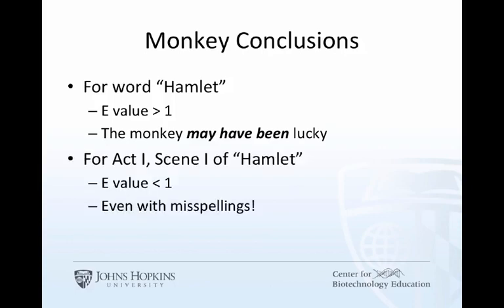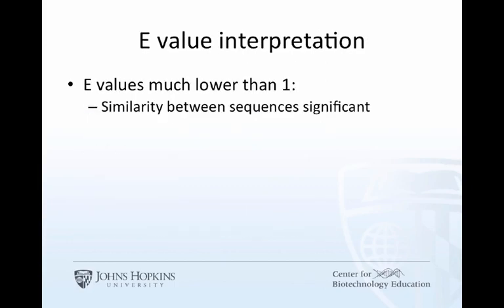Now, for Act 1, Scene 1, that just doesn't happen by chance, even allowing for misspellings. The misspellings are relevant to BLAST, but remember, some amino acids are chemically very similar. In this case, the monkey was not lucky. That's really all we can conclude. Something was up. The monkey did not do that by chance. So, in BLAST, if the e-value is much less than 1, we can assume that it was not luck to get a score that high. The sequences are related.